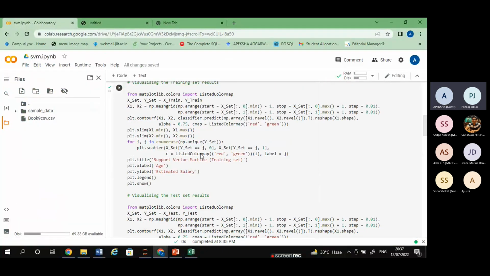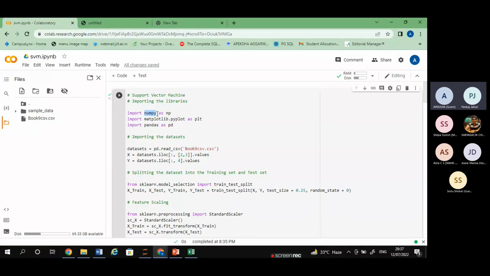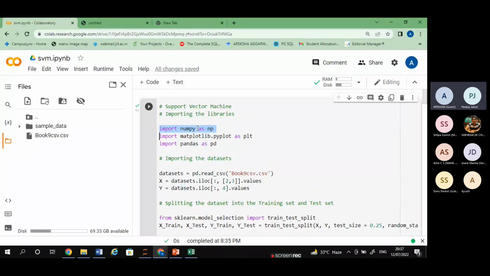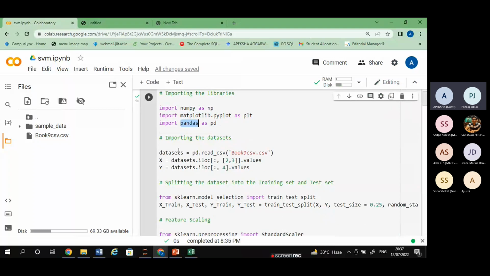Okay, now what I want to do is, so I have used numpy. Numpy is used for numerical computing, and I have imported this as NP. Matplotlib is again a Python package for plotting the graphs and all. And pandas is again for working with the data frames and all. Now I have imported pd.read_csv. I'm reading the CSV, book9.csv. I have imported this from here, and this is book9.csv.